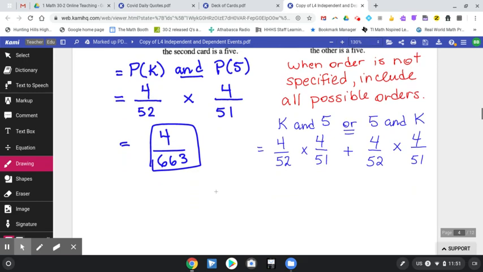So there's a lot of stuff to be punched in here. You could put this in your calculator all at once. I decided to do a little bit of grouping. I multiplied these first to get 4 out of 663. And this comes out the same, 4 out of 663. My final answer, 8 out of 663.